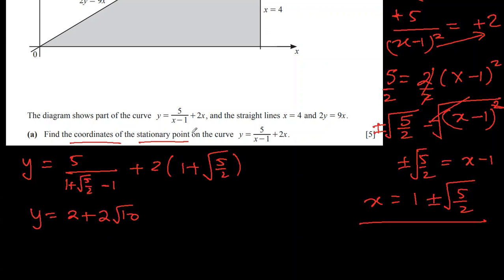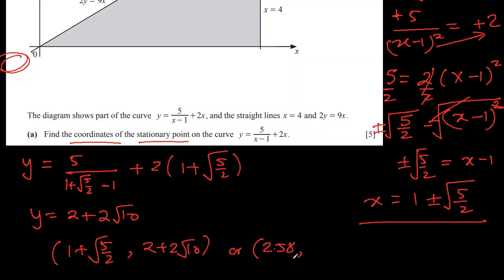So they're saying stationary point. That means the other point will be somewhere on the negative side, so I'm not going to get that one. Let's write this one. The coordinates are 1 plus square root of 5 over 2, and 2 plus 2 square root 10. Both are positive, we can see that. If we convert it to decimal, I get 2.58 and 8.32. There's no need to find the second one.